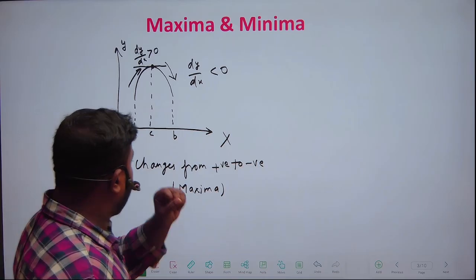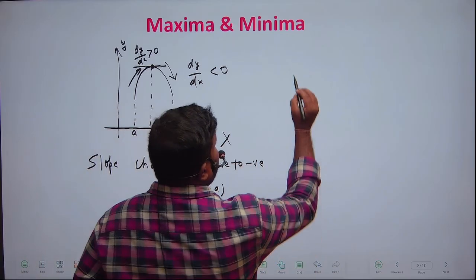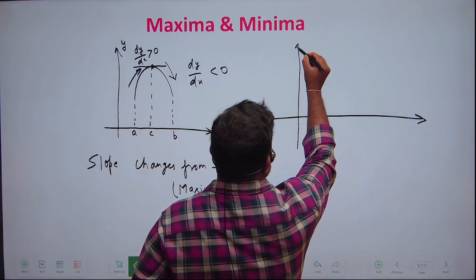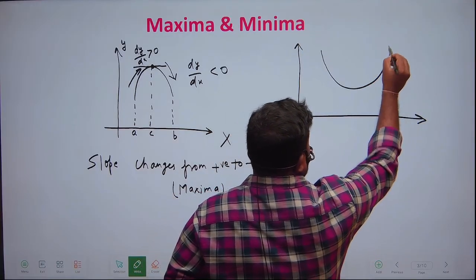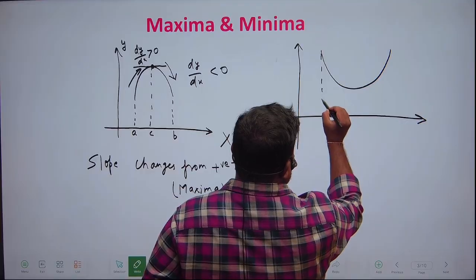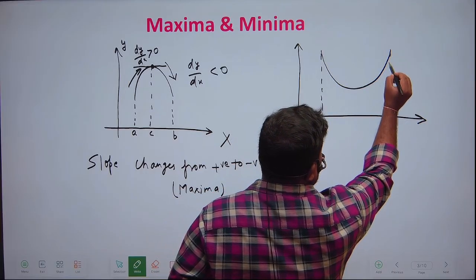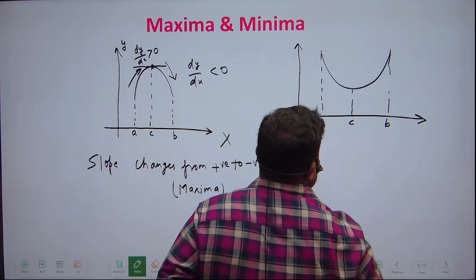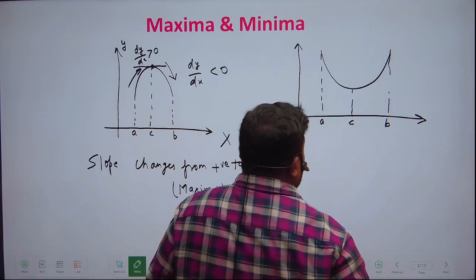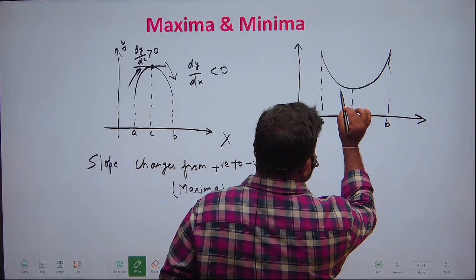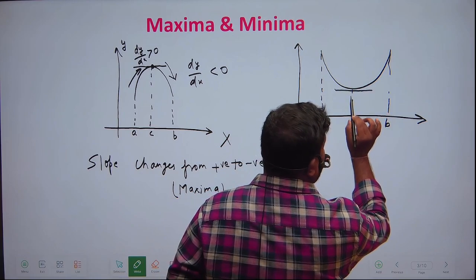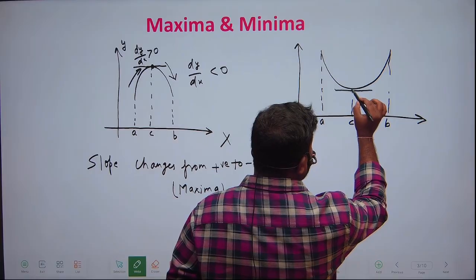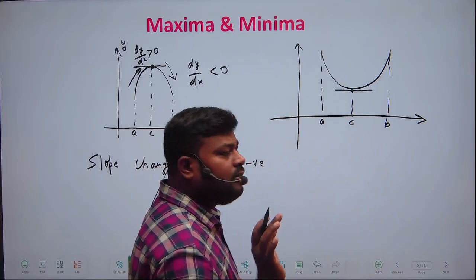Now I am taking another graph. Here, please be careful. In this graph, this value is a, let us assume this is b. Here this is c. Now when you look at this point, we can also say this is the horizontal tangent line at c, and this looks like a valley.